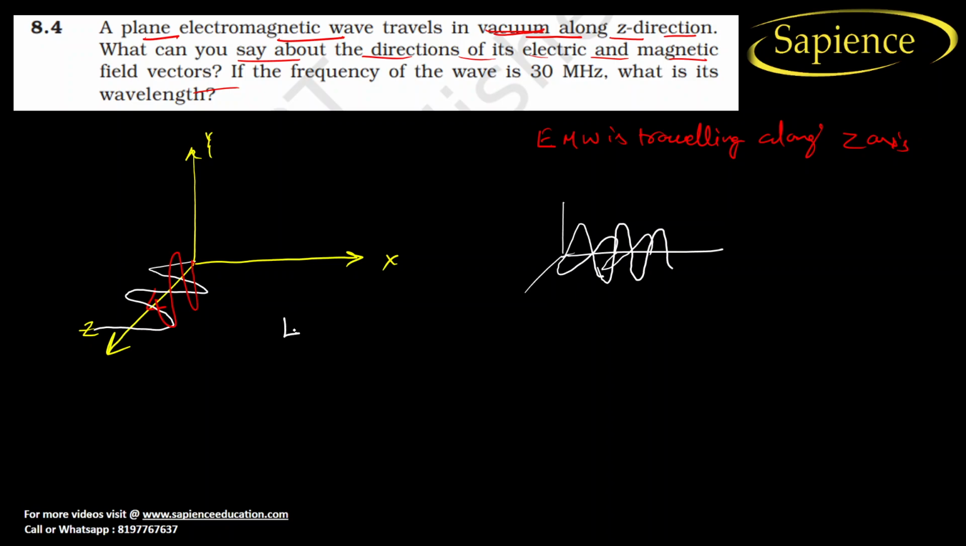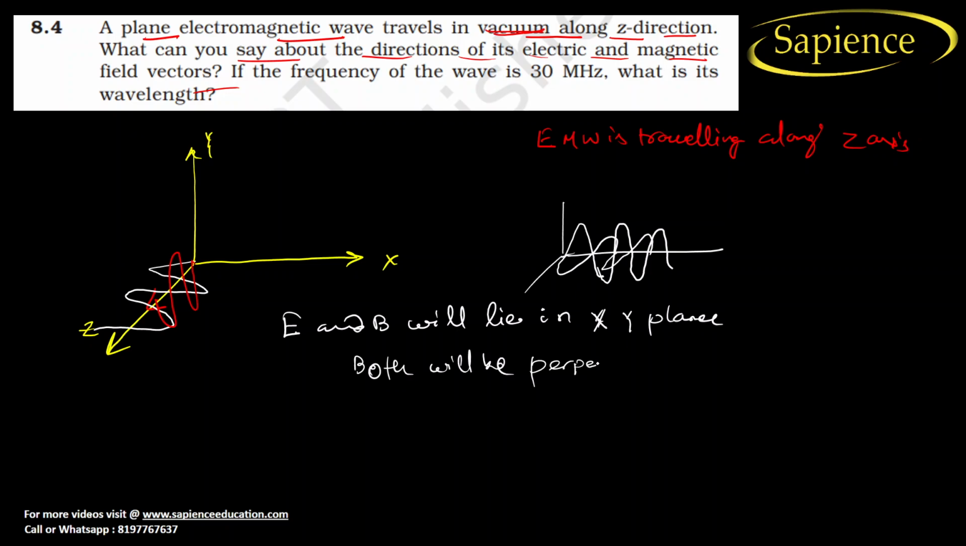From here we can say that the electric field E and magnetic field B will lie in the XY plane. We don't know which, either X or Y, but both will lie in the XY plane, and one more important thing is that both will be perpendicular to each other. So I hope you have understood this one.